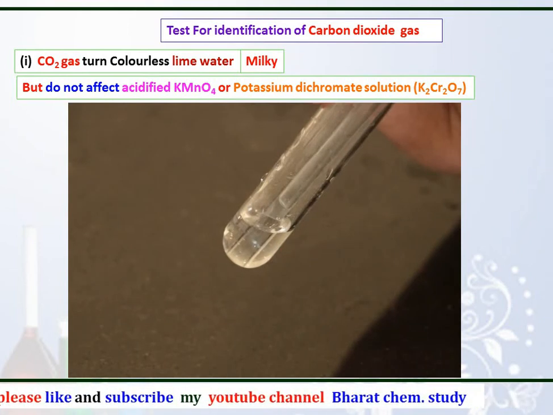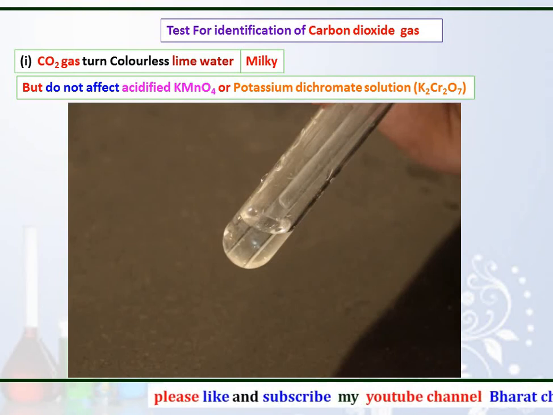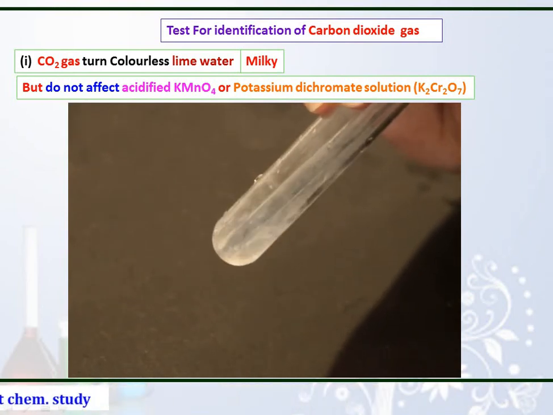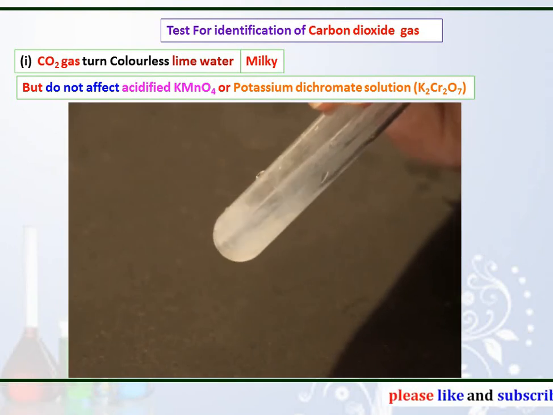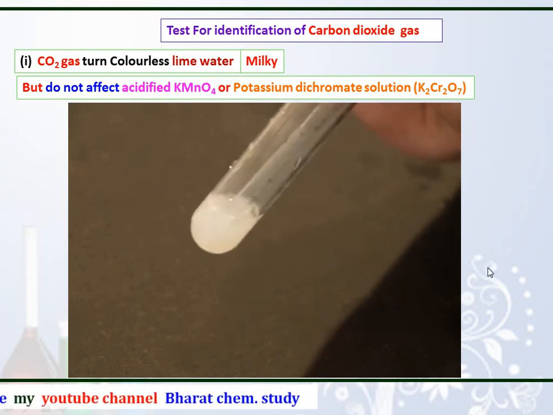It is clear that lime water is a clear solution, but on passing carbon dioxide, let's see how the color changes. So when we pass carbon dioxide through this colorless lime water, it will turn milky. You can clearly see the milkiness appear in the lime water, and this shows that the gas is carbon dioxide.